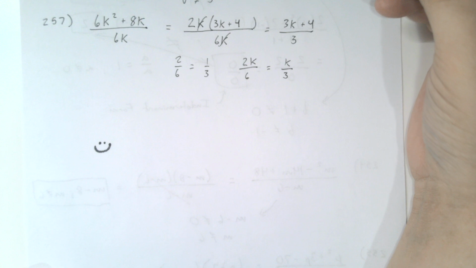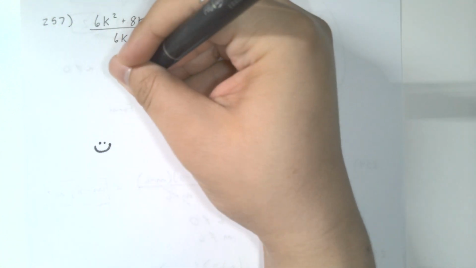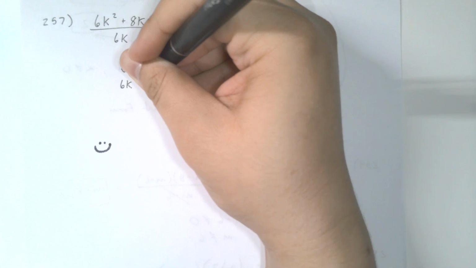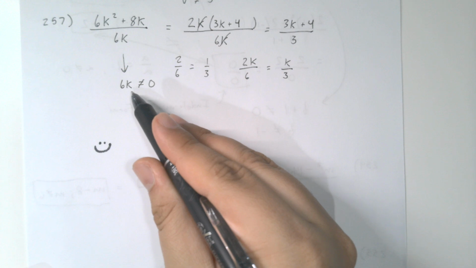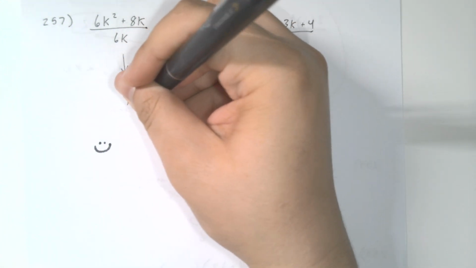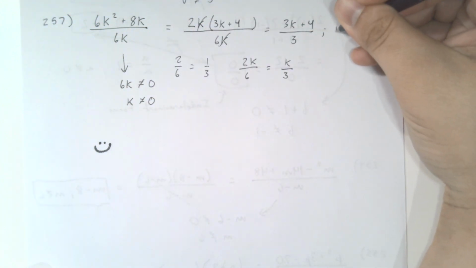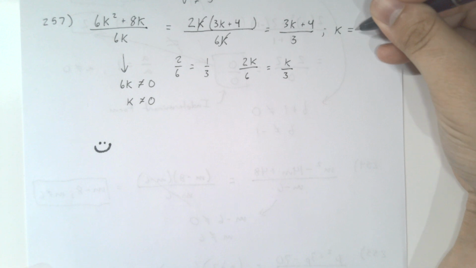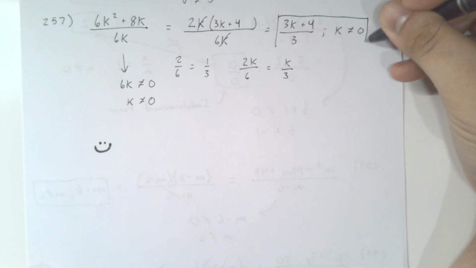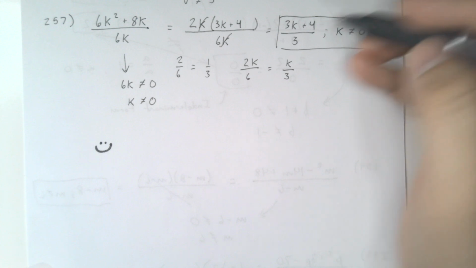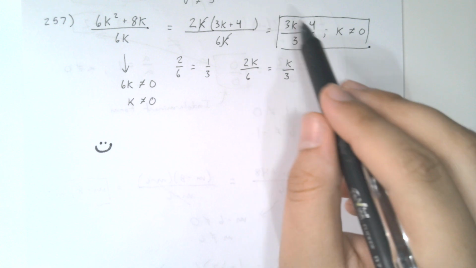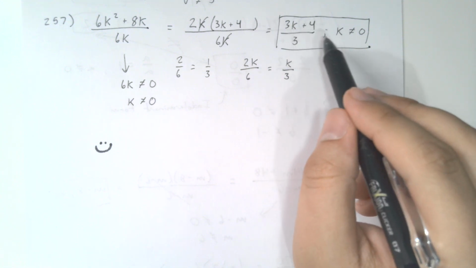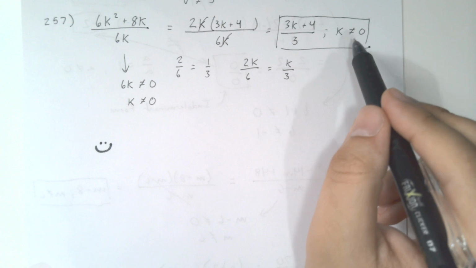And now we just need to find our excluded values. Well, we can't divide by 0, so 6k cannot be equal to 0. And so to solve this equation for k, divide by 6 on both sides, and we still have that k can't be equal to 0. So all of this, the 6k squared plus 8k divided by 6k, is equal to 3k plus 4 divided by 3, with the condition that k can't be equal to 0.